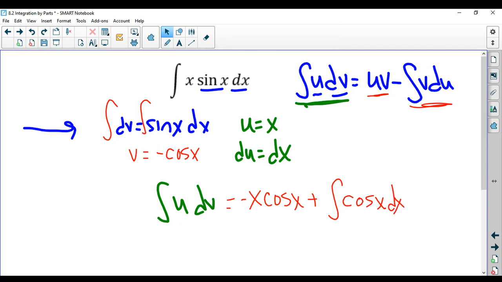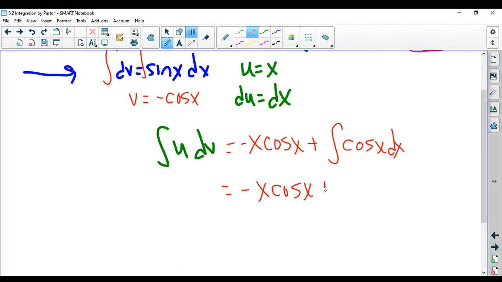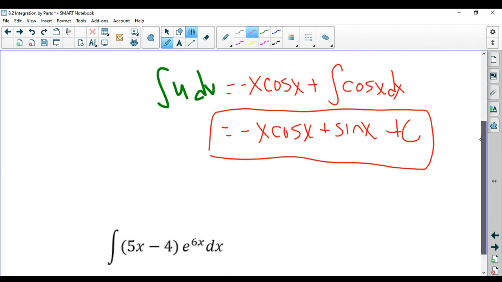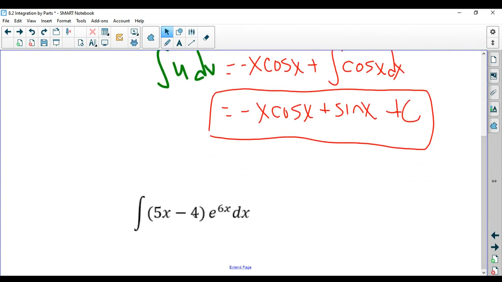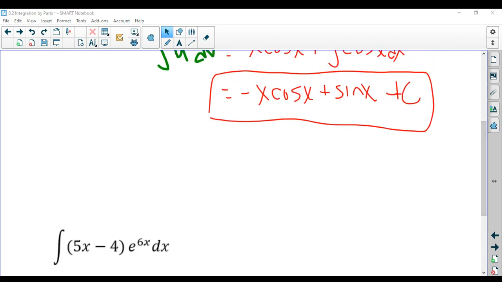So this only works if that integral we're left with is integrable, which it is, because we know what the integral of cosine is. So we have negative x cosine x, the integral of cosine is sine, add my plus c, and there you go. That's the integral of x sine of x. You can check that by taking the derivative, which I think we're going to do. This problem we'll save for the next video. It's getting long, but I think the check is important.